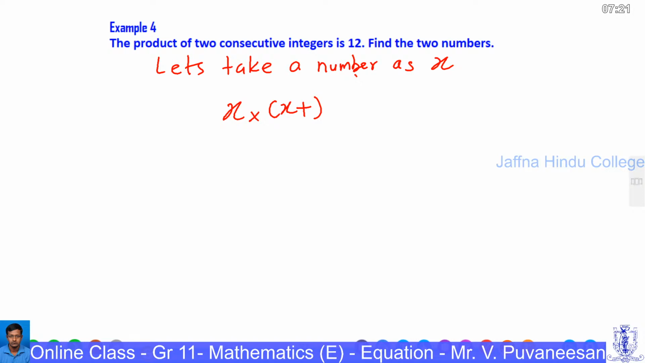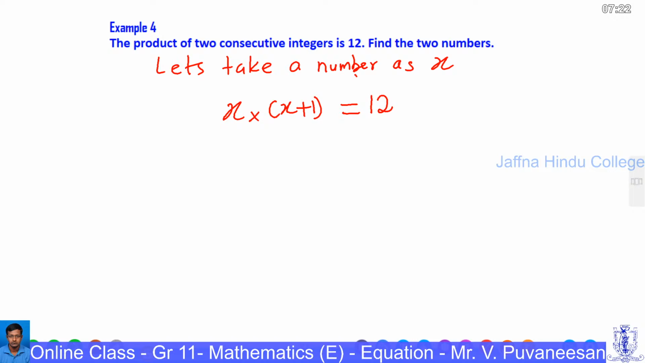They say the product of two consecutive integers is equal to 12. So x into x plus 1 equals 12. This is the equation we formed. Now we have to solve this and find the roots. The roots become the two numbers.